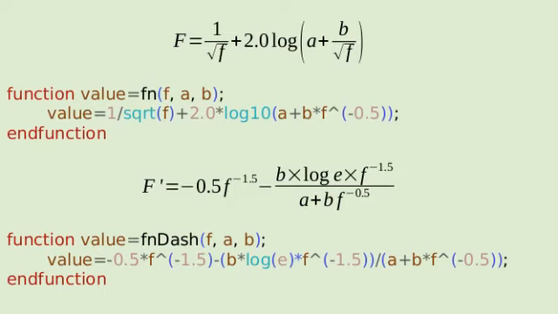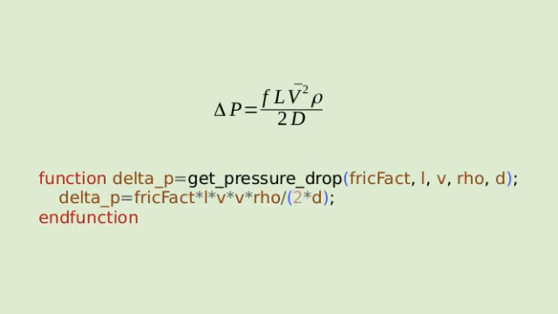Function f, or capital F, has been converted to Scilab code like this, and the derivative of the same function has been converted to a function fn dash in Scilab. To calculate the pressure drop we have the formula here, and it has been converted to Scilab code as a function get pressure drop, and the variables we pass to this function are friction factor, length, velocity, density and diameter of the tube, and then you can calculate delta P.